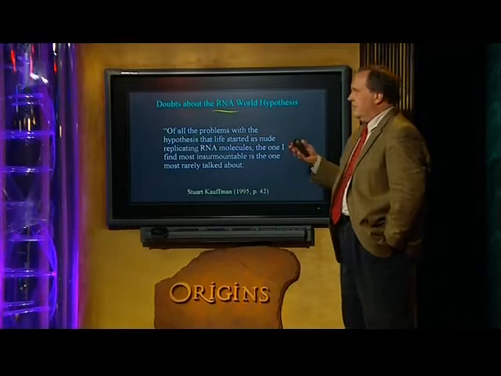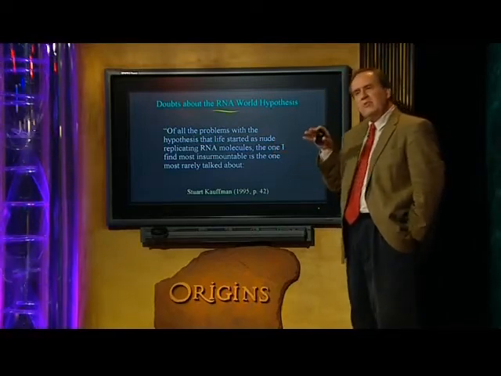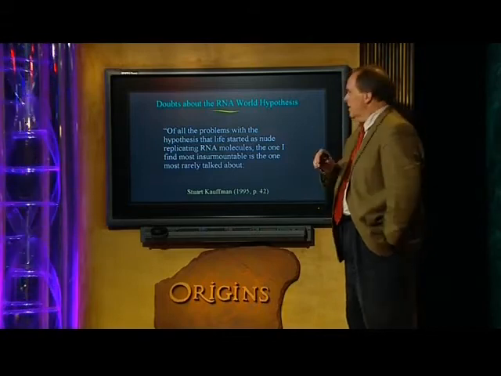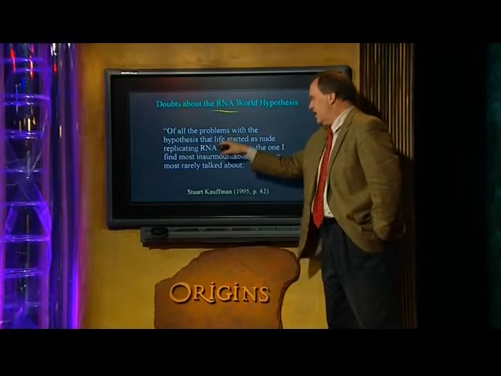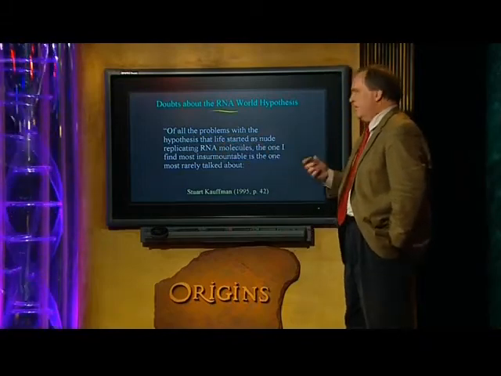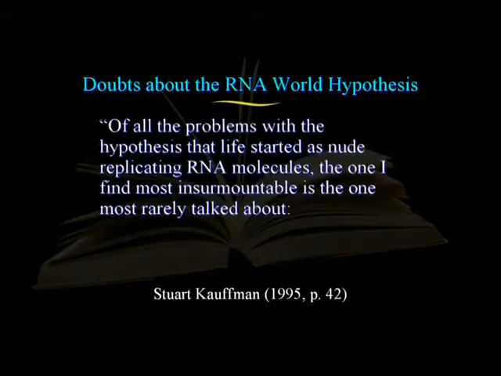He says, look, there are lots of problems with this story, this RNA world hypothesis, but there's one that's most rarely talked about. Now, he calls these RNA molecules nude replicating RNA molecules, meaning that they're not a whole cell, they're just a single, folded up RNA that can do interesting things, in particular make copies of itself. He said there's a problem, though, that's insurmountable, and it's rarely talked about.